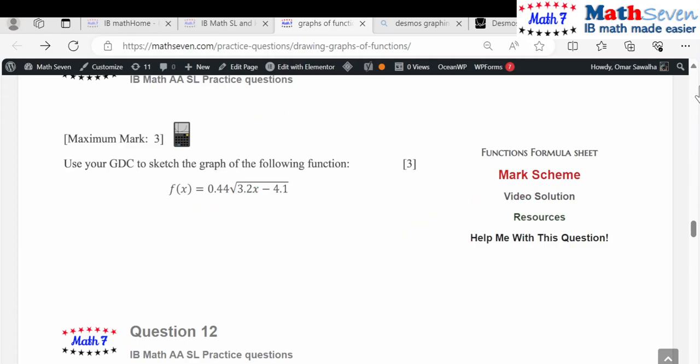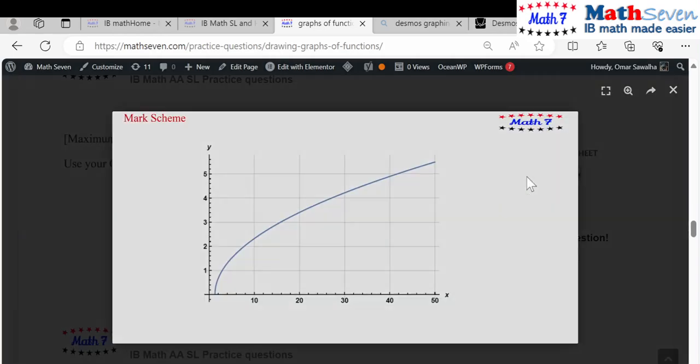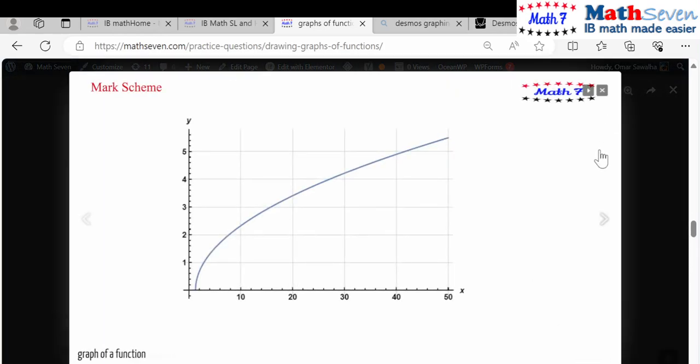Okay, now take a look at the mark scheme. Look at the mark scheme. There you go. As you can see, it goes to the right. Remember, it's part of a parabola, by the way. We don't want to get into more details of this, but it's part of the parabola.